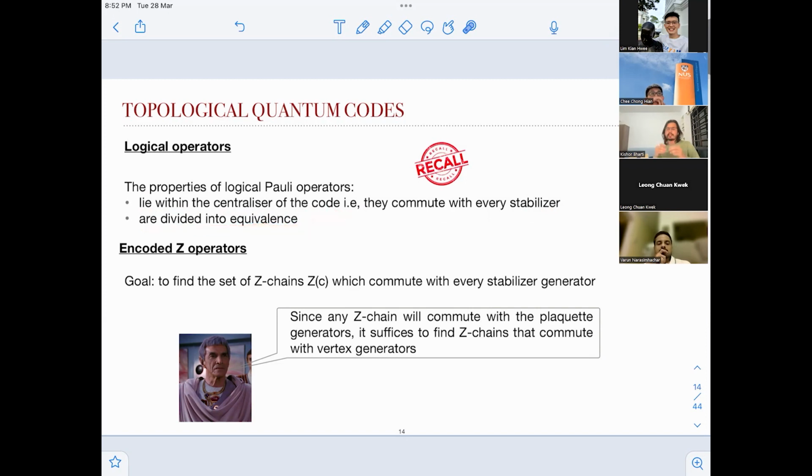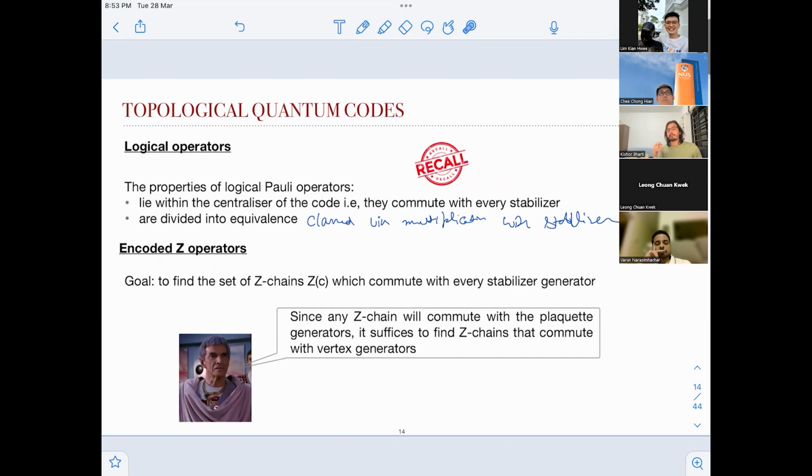And they can be divided into equivalence classes up to multiplication with a stabilizer. So something is missing here: equivalence classes via multiplication with stabilizers. Anyway, let's first look at how we define the encoded Z operator.